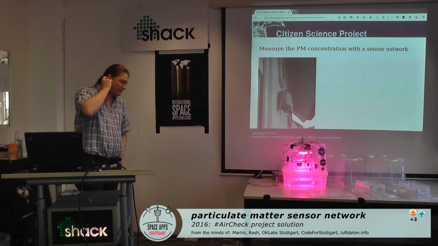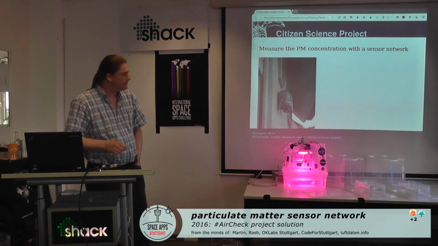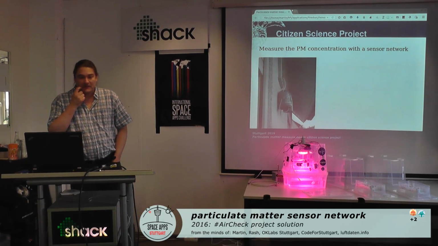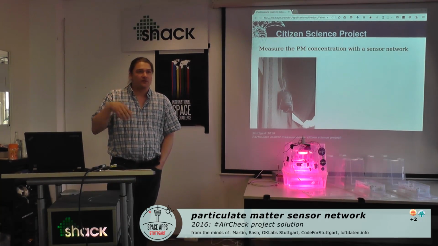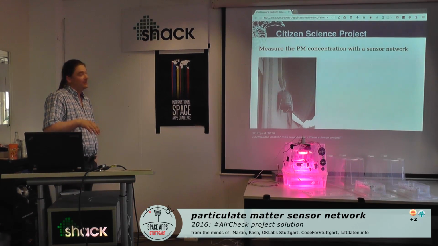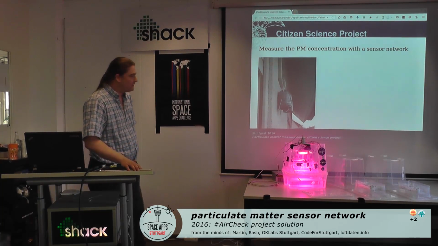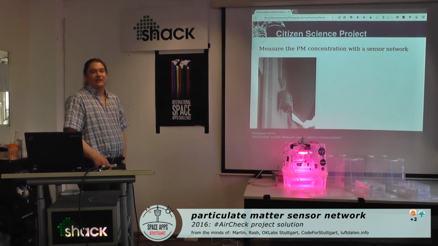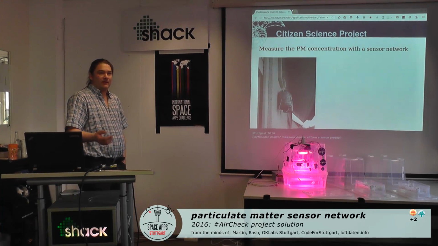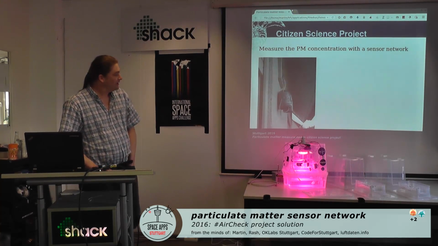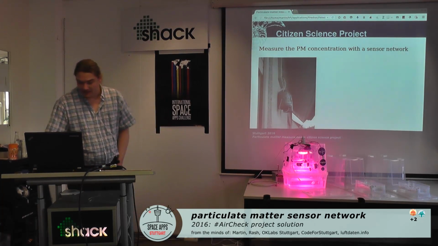So the idea of the citizen science project that we have is to measure the PM concentrations with a sensor network: create the sensors, build the sensors and also the network, make the stored values publicly available, and then try to create a wider distribution of the results that we get.